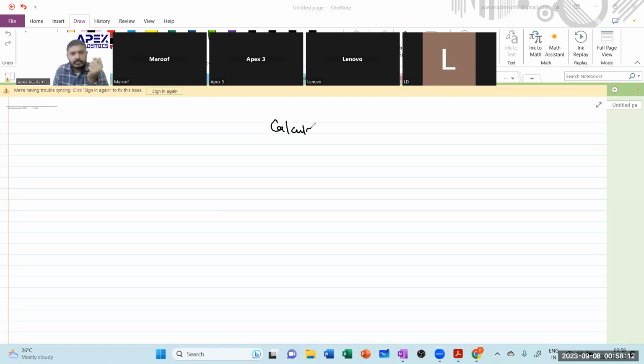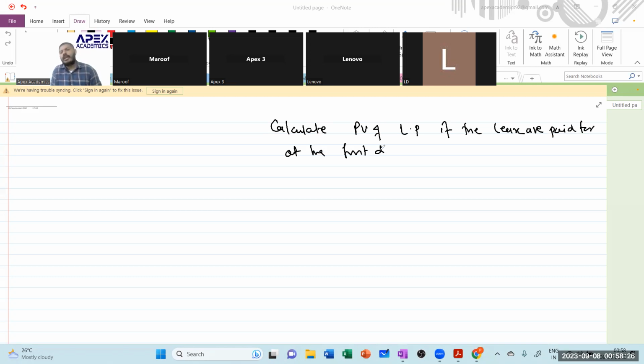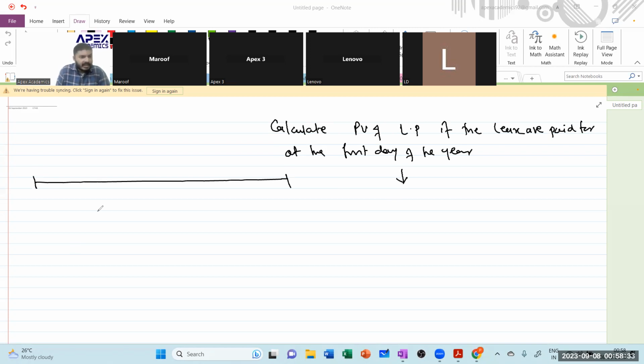Calculate the present value of lease payments if the lease is paid on the first day of the year. Let us discuss. Let's take a 3-year lease. For year 1, when will the payment be made? It will be made on day 1 of year 1. It means it will be made today. Agreed or disagreed?